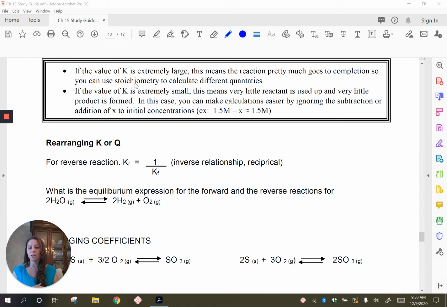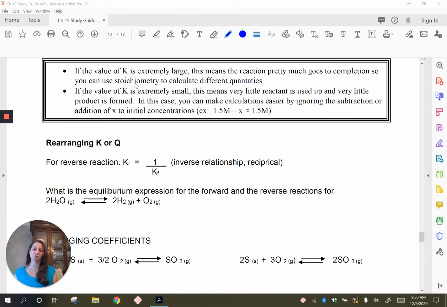There was a problem recently on an AP exam where K was like something times 10 to the ninth or something like that. And all students used ICE charts and did really complicated math and they got it wrong. And students who used stoichiometry got it right because they understood what the value of K means.